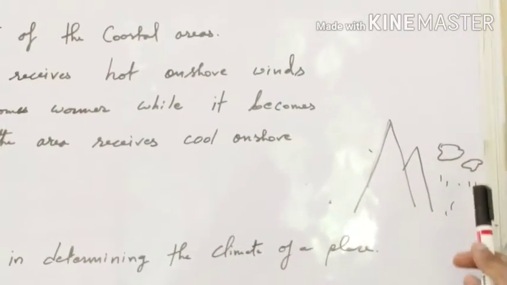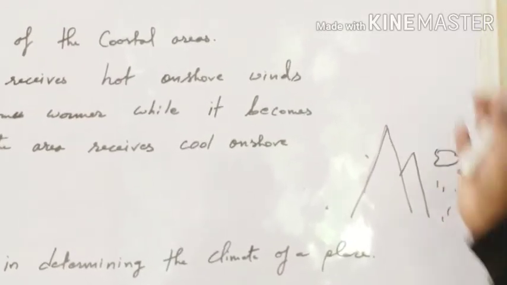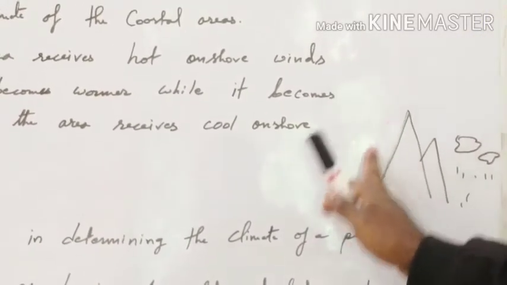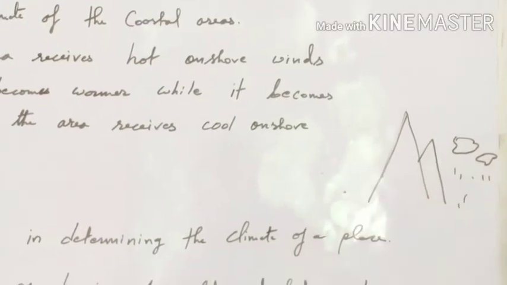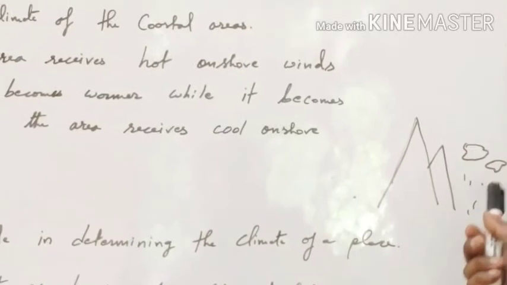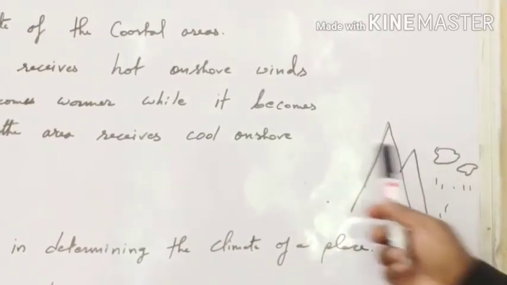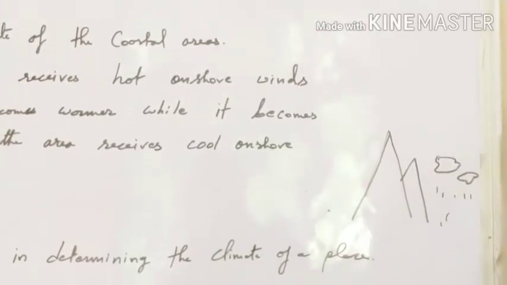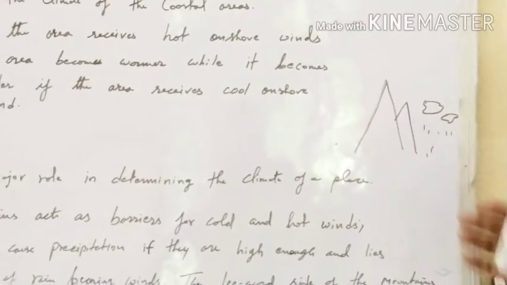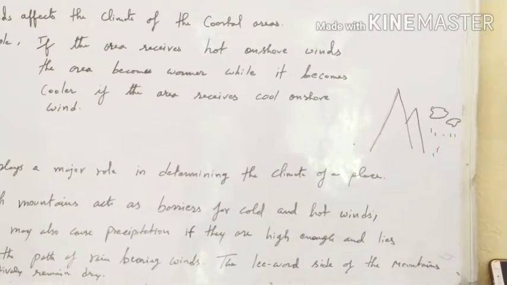That means rainfall will occur on this side and it will not reach the other side. Since it is not reaching the other side, the place out here will remain relatively drier in comparison to the place on the windward side. This side is called the windward side and this side is called the leeward side. So in this way also it will affect the climate or the weather condition of a place.